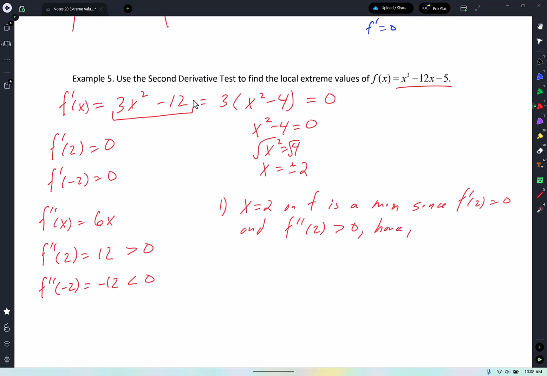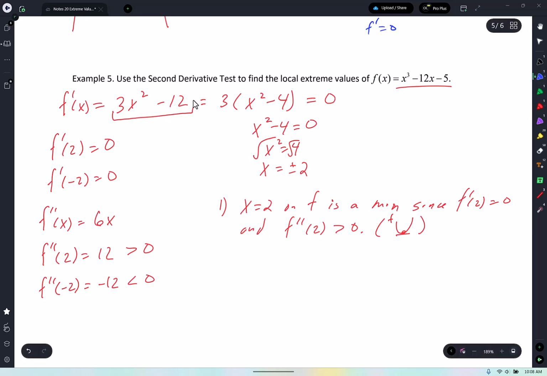You don't have to write the hence part. I'll draw a little picture. Here's a little picture. It looks like this. That's like saying f. See? It's a min. You guys see that?